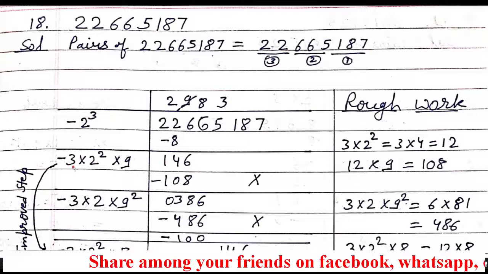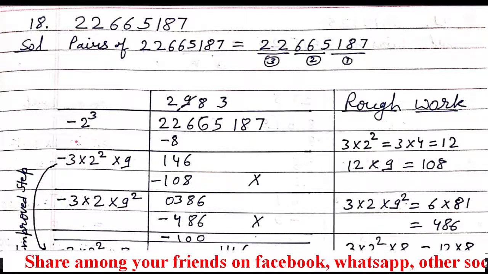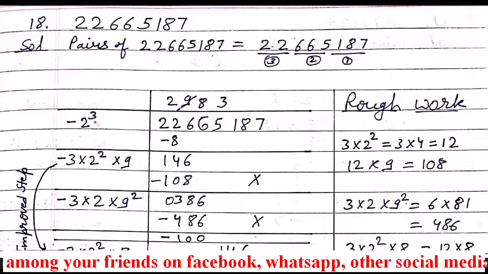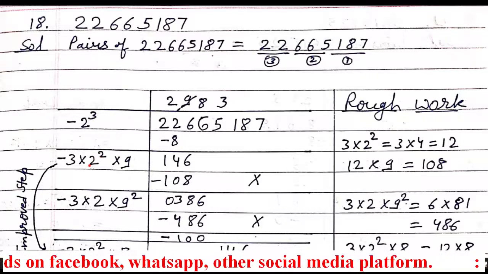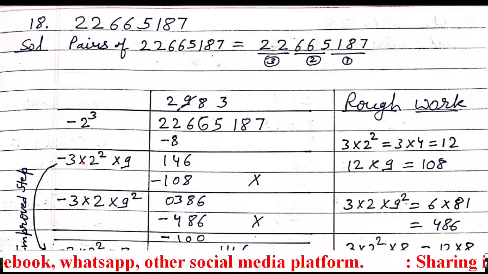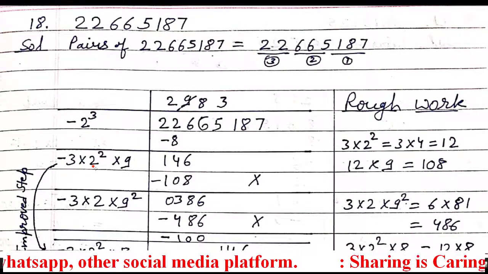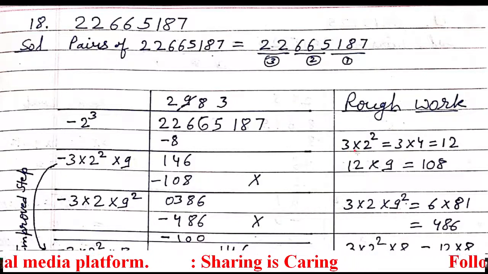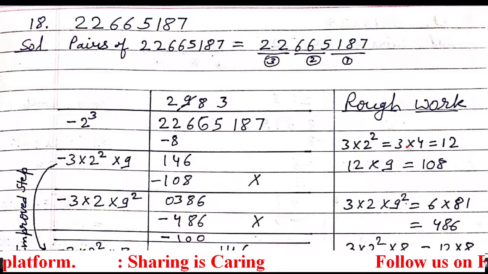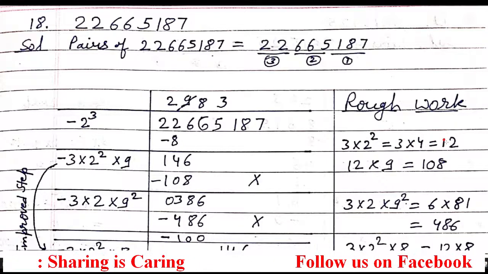Now here, this 3 will come in front and this 2 as it is, and the power of 2 you have to reduce. Here the power was 3, now it is going to be 2. So first find the product of 3 into 2 square. Whatever answer comes, according to that we will select what number will come here. So 3 into 2 square is 3 into 4, so 3 into 4 is 12.